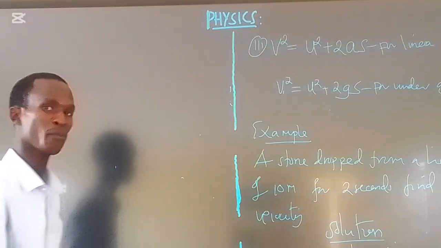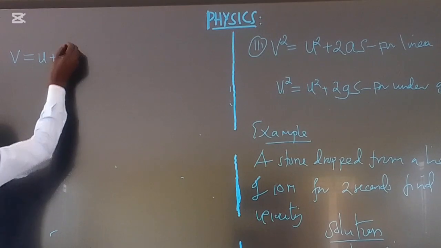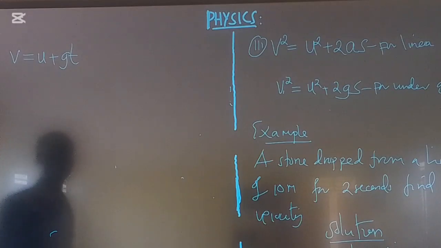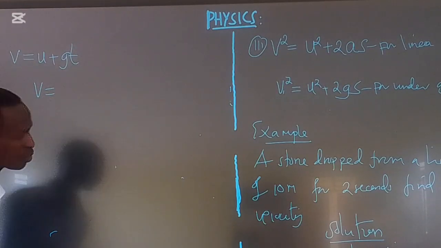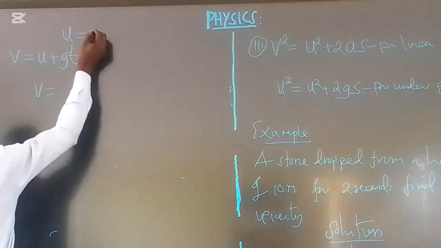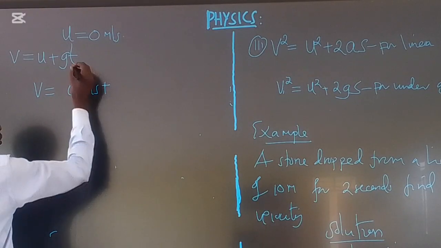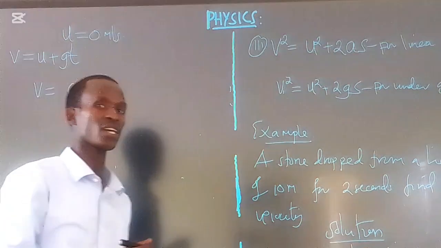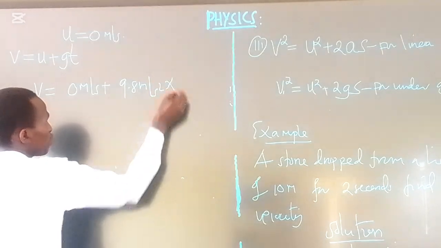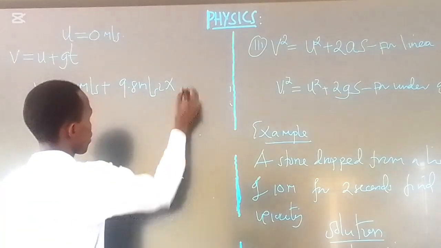The first equation says that final velocity is equal to initial velocity plus gt. For a body moving downward, we consider g as positive. For a body moving downward under free fall, the initial velocity should be equal to 0 meters per second. So here it is 0 meters per second plus g. The value of g is constant, which we can approximate as 9.80 meters per second squared, times the time it takes to reach the ground. We are given 2 seconds, so we multiply by 2 seconds.